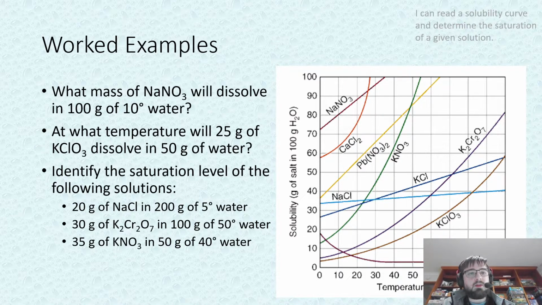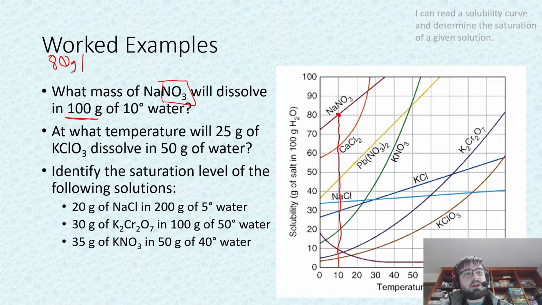So we've got our first question here: what mass of sodium nitrate, remember NO3 is nitrate, will dissolve in 100 grams of 10-degree water? So we're at 10 degrees. Let's go up until we hit sodium nitrate. Sodium nitrate's all the way up here. So we know that 80 grams can dissolve in 100 grams of 10-degree water. How much water do we have? Well, we've got 100 grams. So if there's 80 grams in 100 grams, then the answer to this, the amount that's in 100 grams, must be 80 grams. So we can dissolve 80 grams of sodium nitrate in there.